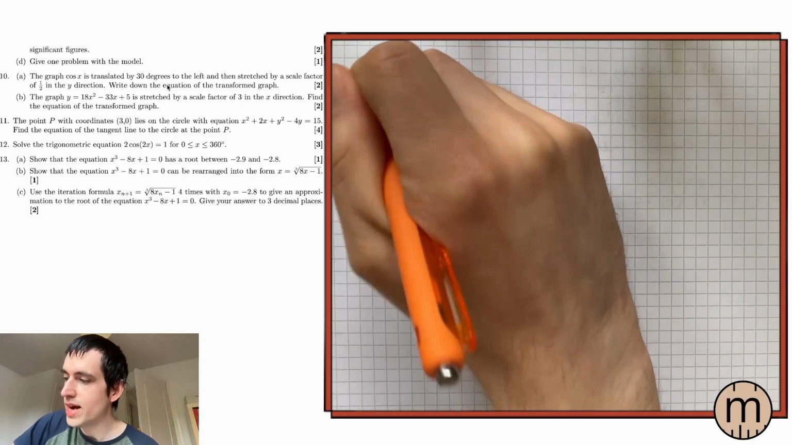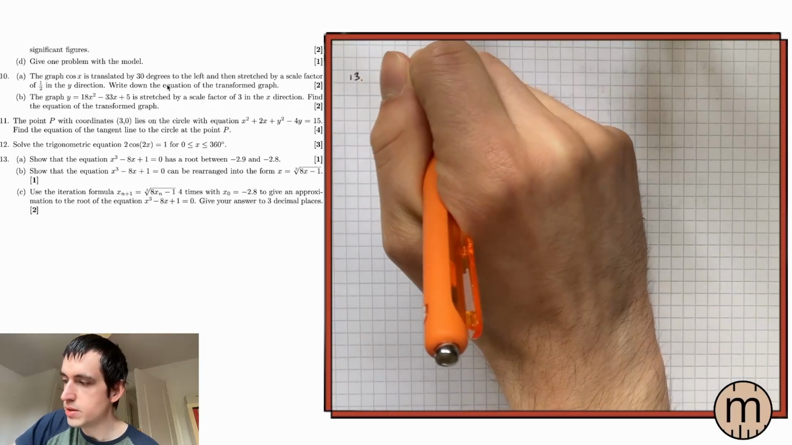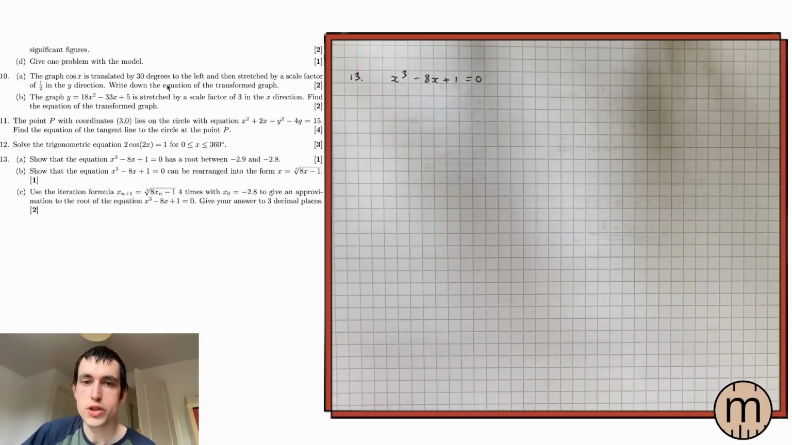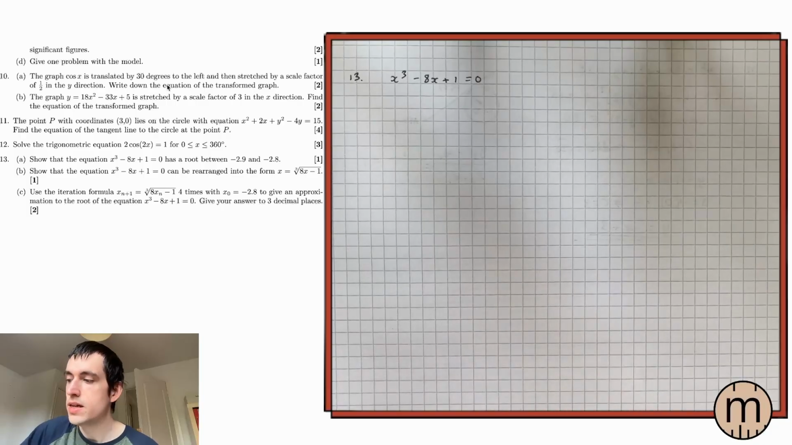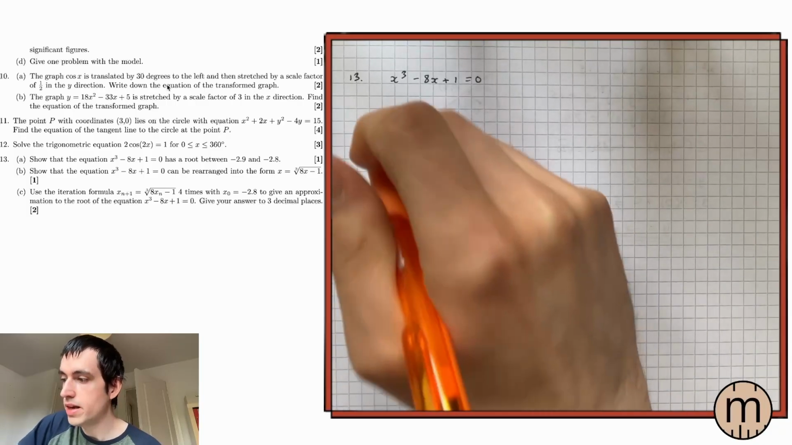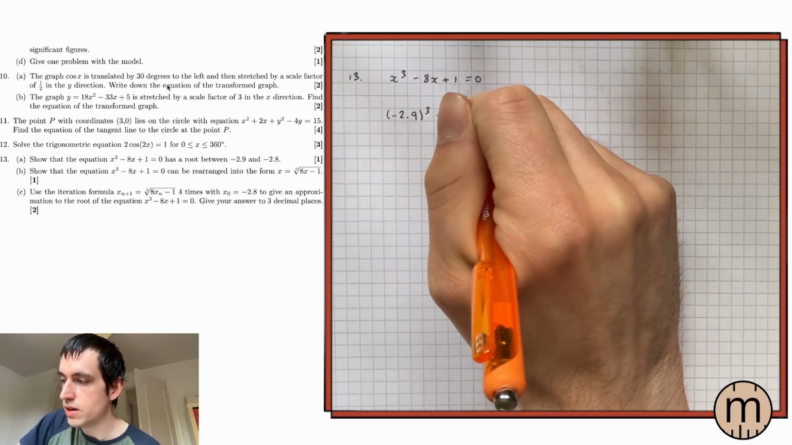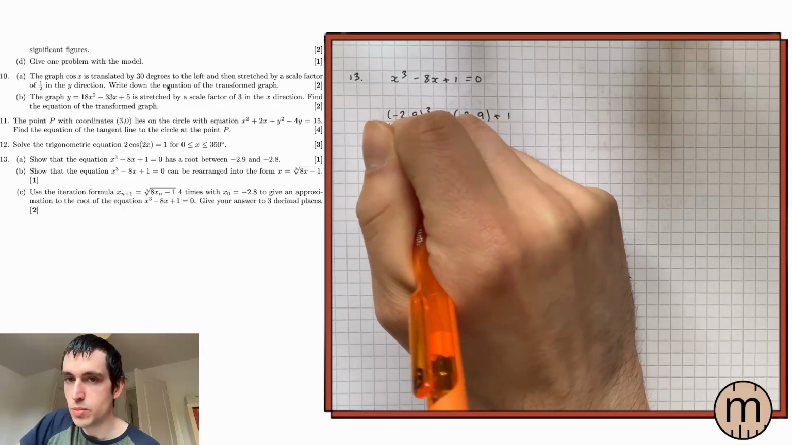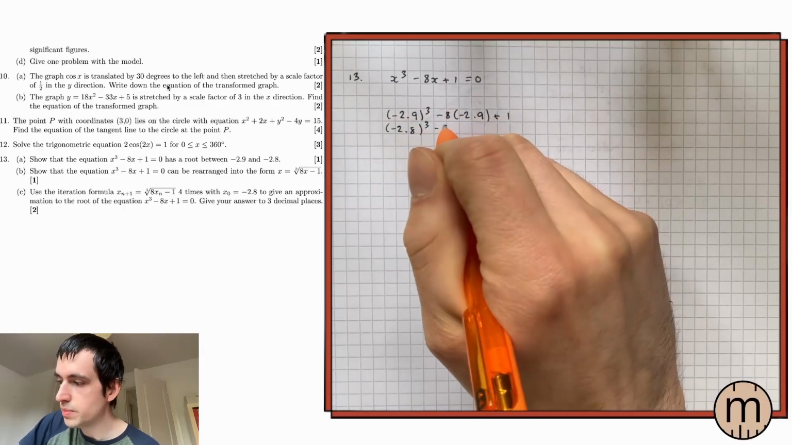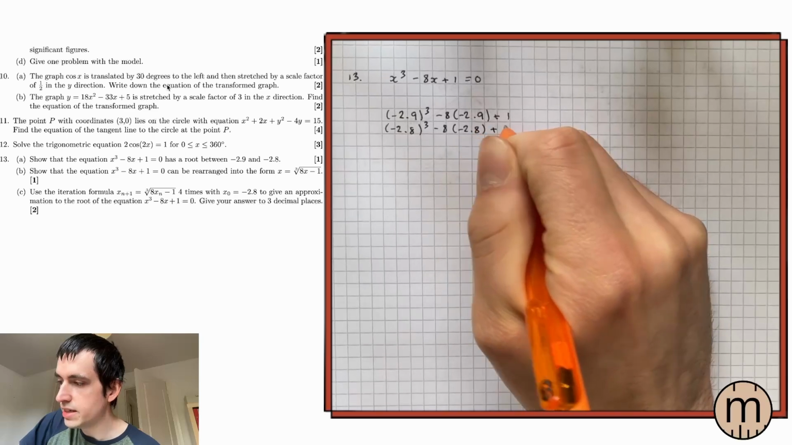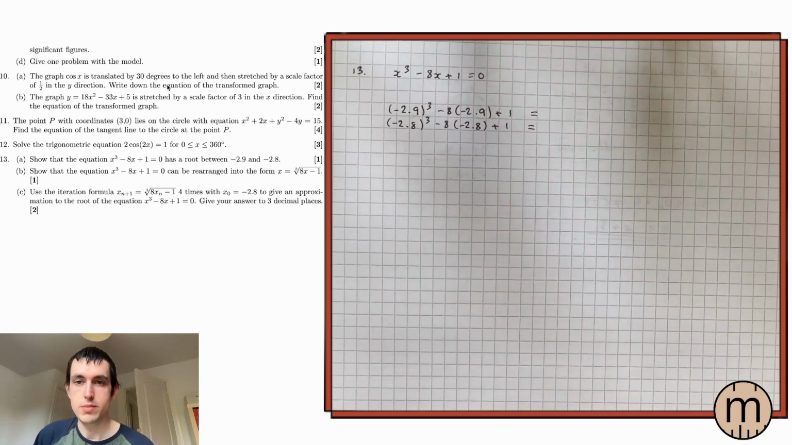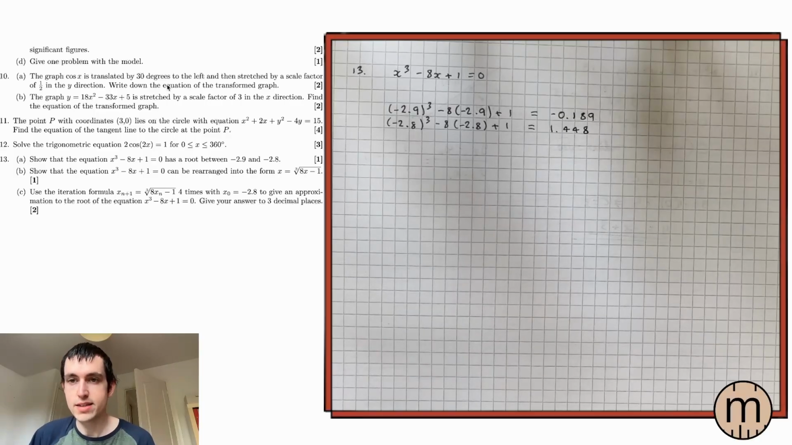Not my favourite. We've got x cubed minus 8x plus 1 equals 0, and we've got to show that there's a root between minus 2.9 and minus 2.8. The easiest thing to do when you see 2 numbers and an equation, sub them in and see what happens. It might jog your memory about the method that you need to do. So I'm going to sub in minus 2.9, and then I'm going to sub in minus 2.8, and let's see what we get. We get minus 0.189 and 1.448.